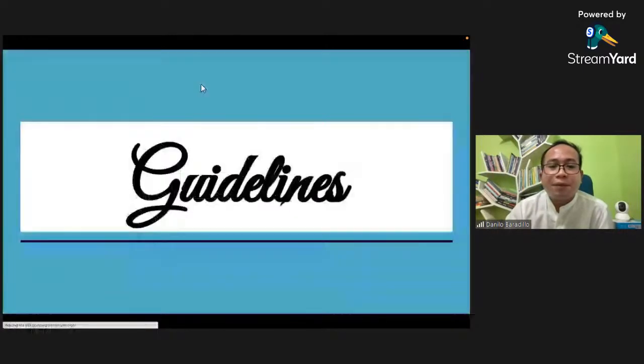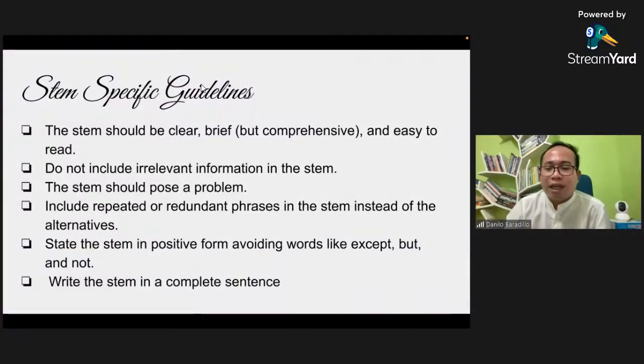So let's begin with the guidelines that are associated with the stem. And what's the stem? The stem should be clear, brief, not comprehensive, and easy to read. Do not include irrelevant information in the stem. And the stem should pose a problem. Remember that the stem should pose a problem. Include repeated or redundant phrases in the stem instead of in the alternatives. You would know that later as I'm going to give you the ways of constructing multiple choice questions.